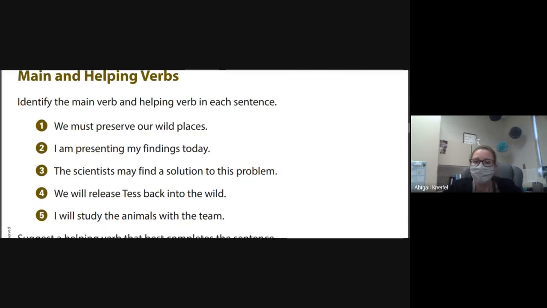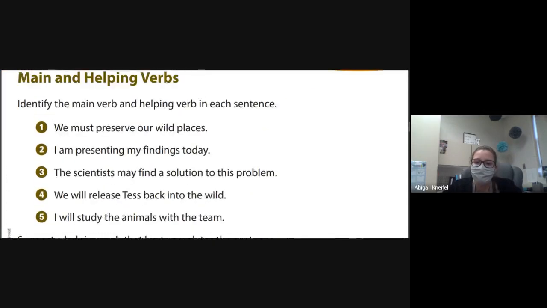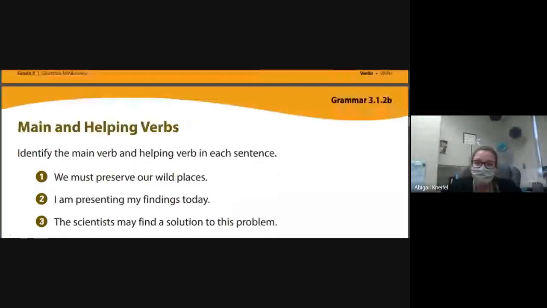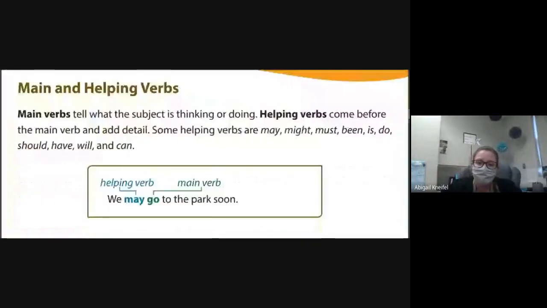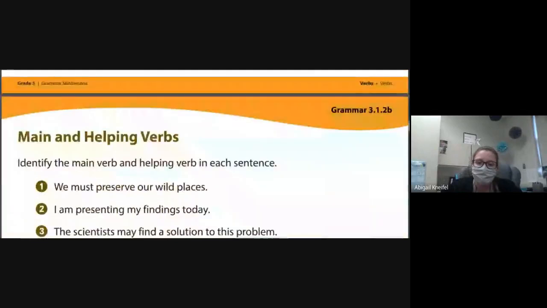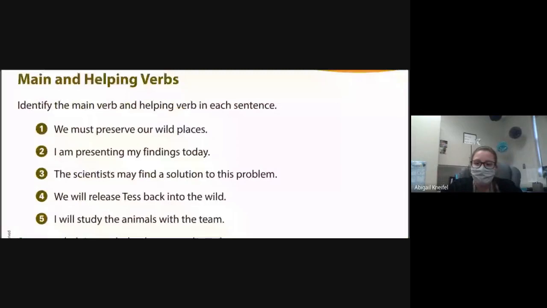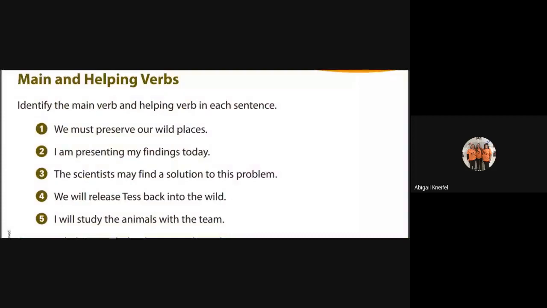So here, identify the main and the helping verb in each sentence. There's going to be one of each in each sentence. We must preserve our wild places. What is the helping verb? It is must. Must is our helping verb, and it comes right before the main verb. Preserve is our main verb.